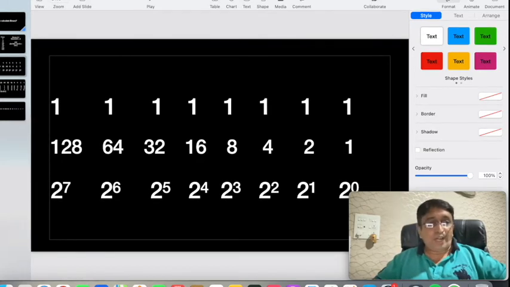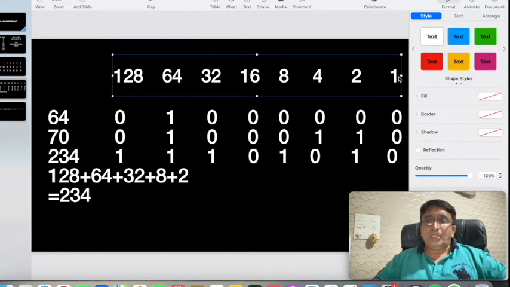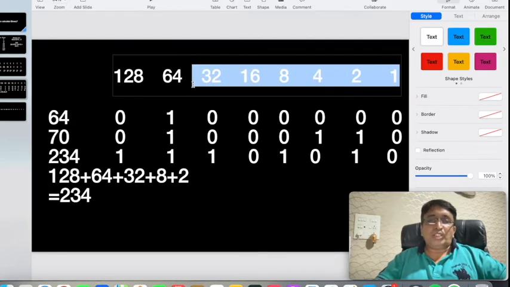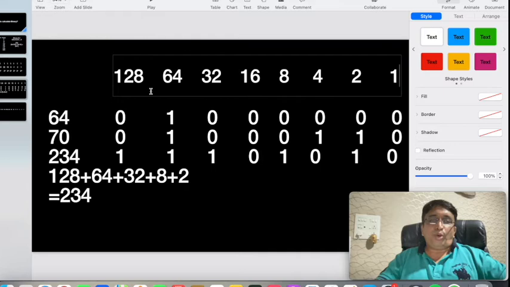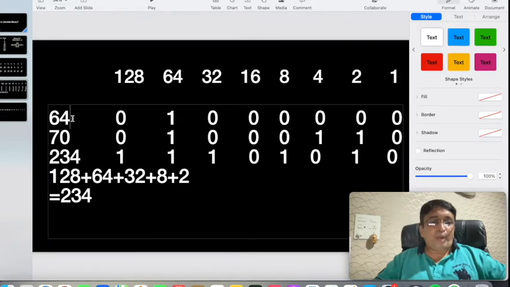Now let's see how to find out binaries according to that. So these are the values once again written at the top side. So we have 1, 2, 4, 8, 16, 32, 64 and 128. So 8 bits with the respective values. Let's say I want to find the binary of 64. Let's start from a simple number.